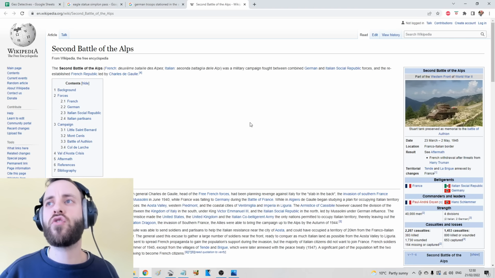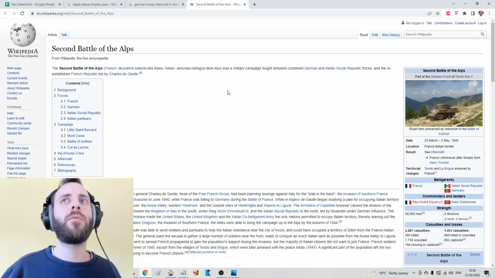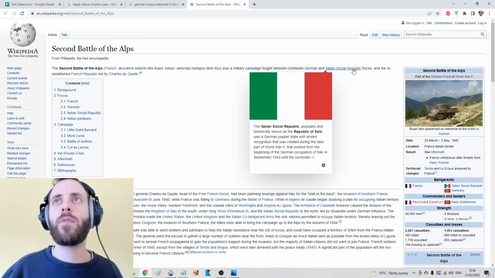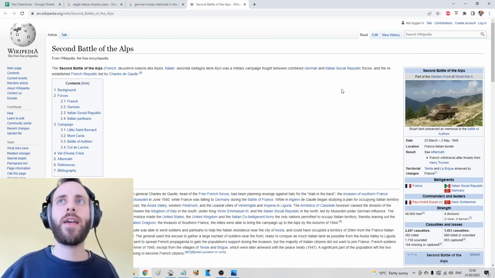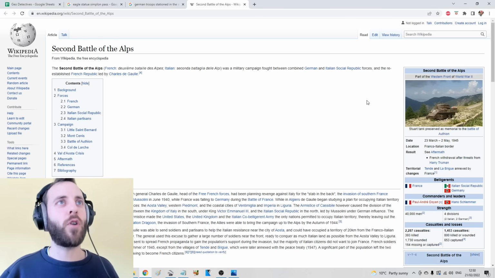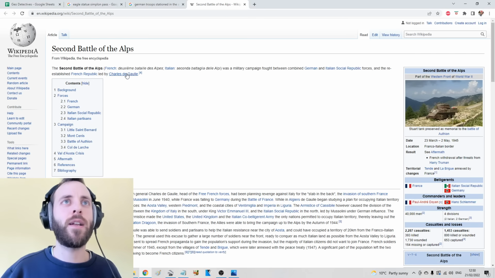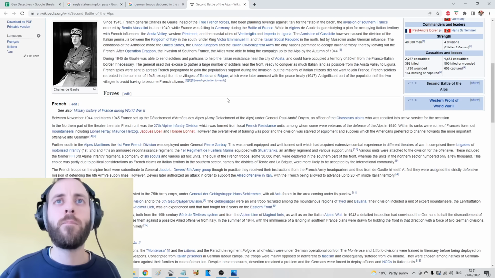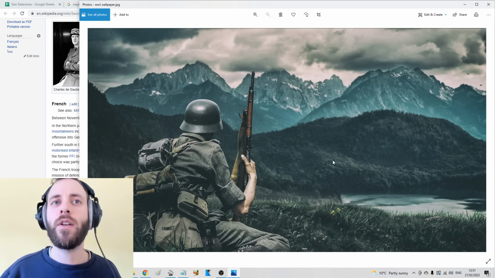Okay, this is interesting. Straight away, I found the Second Battle of the Alps, and this is actually fighting between German and Italian Social Republic forces. Right, so they're the ones who overthrew Mussolini, right? Oh, I hope I'm right. And the re-established French Republic led by Charles de Gaulle. I had no idea about this Battle of the Alps. But maybe, just maybe, this photo was taken during that.